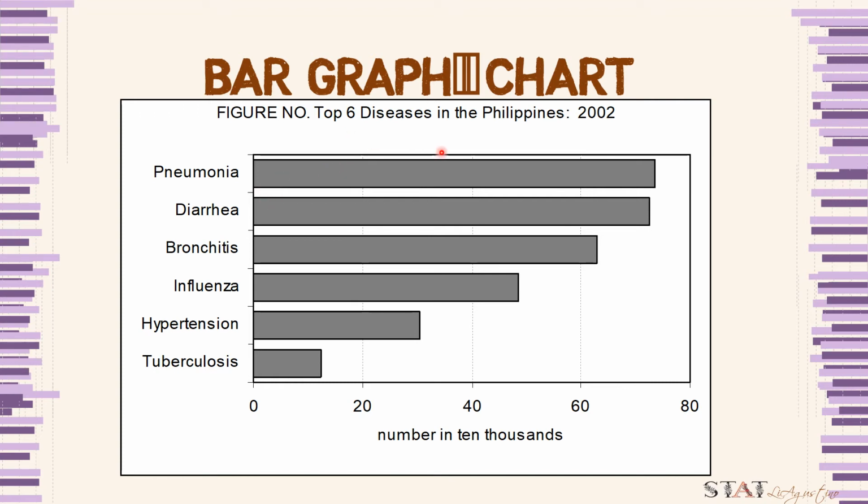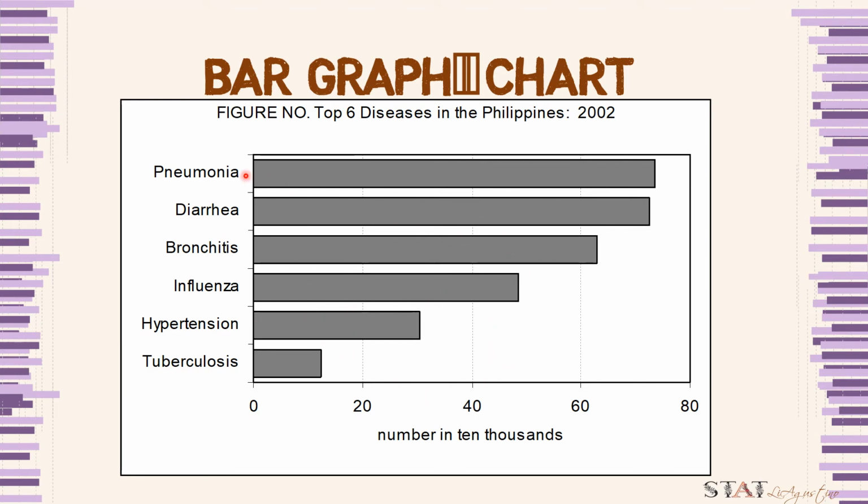We have here pneumonia, but take note that it is number in 10,000. So let's say 60, then 60,000. So that's a lot of people, right? So here, pneumonia, diarrhea, bronchitis, influenza, hypertension, tuberculosis. So this is the top 6 diseases. And in our counsel on diet, let's be healthy as much as possible to avoid these diseases, and also to help other people who have this kind of diseases. So this is how you present your information using the bar graph.